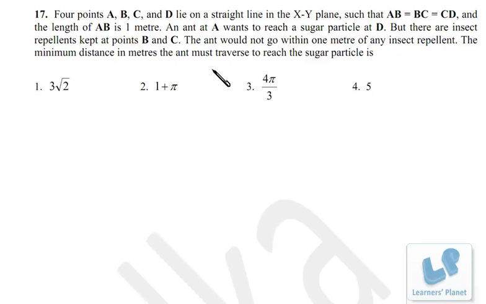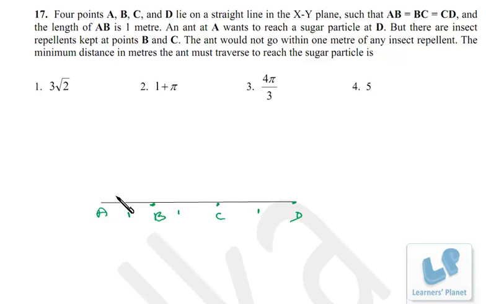Now I just draw a rough sketch over here. Now we have A, B, C and D. AB is equal to BC is equal to CD, and the length of AB is given to be 1 meter. So this is 1, this is 1, and this is 1. Now the ant is starting from here, and it has to go till here, right? Now what is happening over here? It has to be away from points B and C by minimum 1 meter, right?